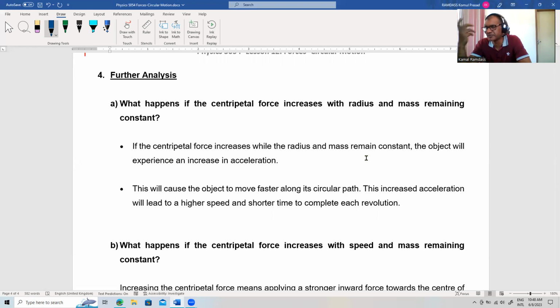Now we increase the speed of the object. This will cause the object to move faster along its circular path. This increased acceleration will lead to a higher speed and shorter time to complete each revolution. OK? Et bon, là, évidemment, centripetal force increases with radius and mass remaining constant.